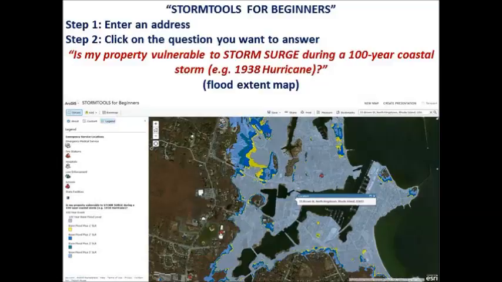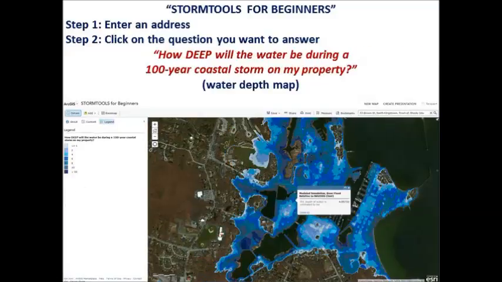So we call this STORMTOOLS for Beginners, but it's very useful, and you can just enter your address into this address call-out box up here. And you can click on the side legend that says, is my property vulnerable to storm surge during a 100-year coastal storm, such as the 1938 hurricane. And you can zoom in just like you would with Google Earth, or any type of map viewer and look directly at your property. And we did that a lot at the Volvo Ocean Race with many people around the state.